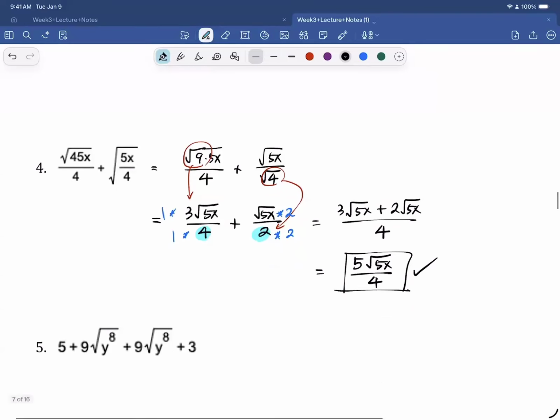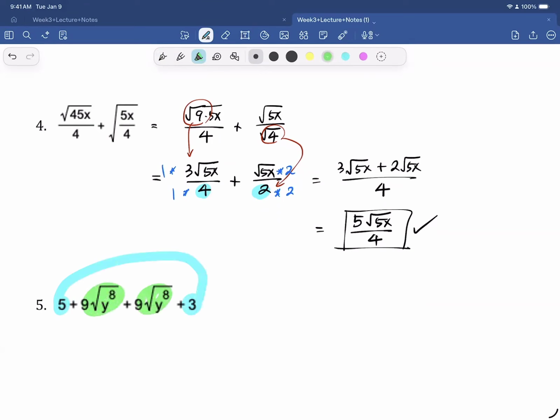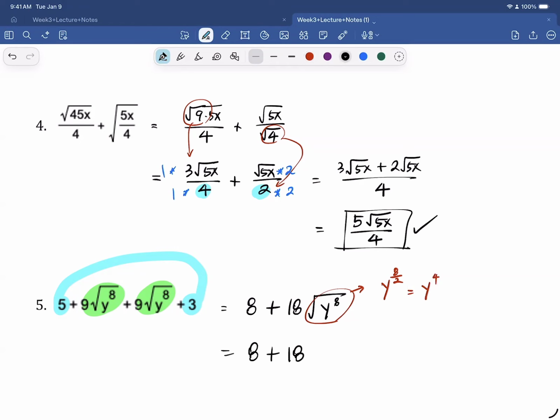Any questions? So number 5 is just combining like terms. 5 and 3 is unlike terms. And then this one, see here, index is 2, exponent is 8. They are the same. So 5 plus 3 is 8. And then 9 plus 9 is 18. And then square root of y to the 8. Okay. But I think we can reduce that. Okay. This is y to the what? Exponent divided by index. So which is 4. So that's why the answer is 8 plus 18 and then y to the 4th.